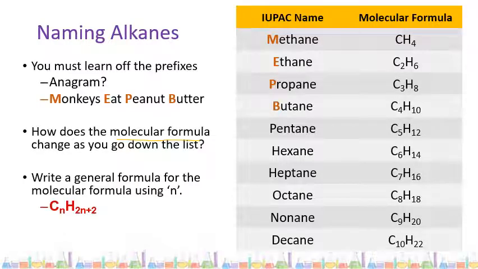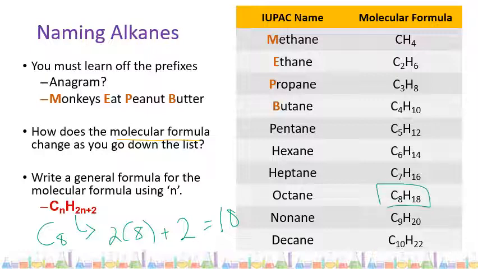CnH2n+2. So if I test that out, if carbon is 8, hydrogen should be 2 times 8 plus 2, which would give me 18. 16 plus 2 is 18. So that would tell me that if I've got 8 carbons, I should have 18 hydrogens, and that's exactly what I have.